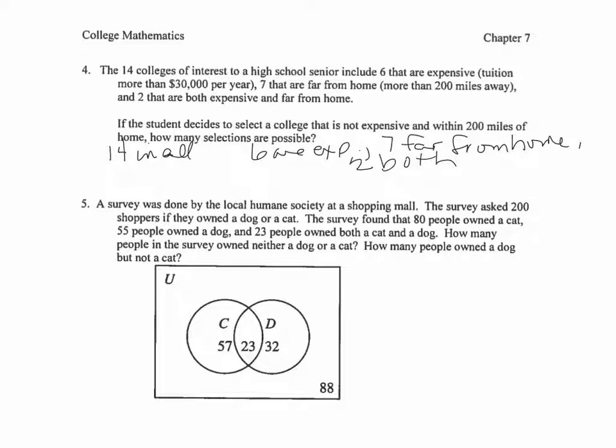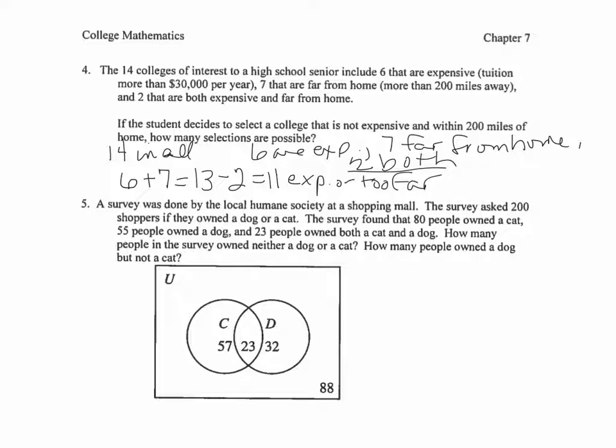So here's how I would calculate how many of the colleges are either too expensive or they're far from home. We would take the 6 that are expensive plus the 7 that are far from home, and that gives us 13 out of the 14. But since 2 of these have already been counted in both places, we subtract 2 from that. And that leaves us with 11 that are expensive or too far.